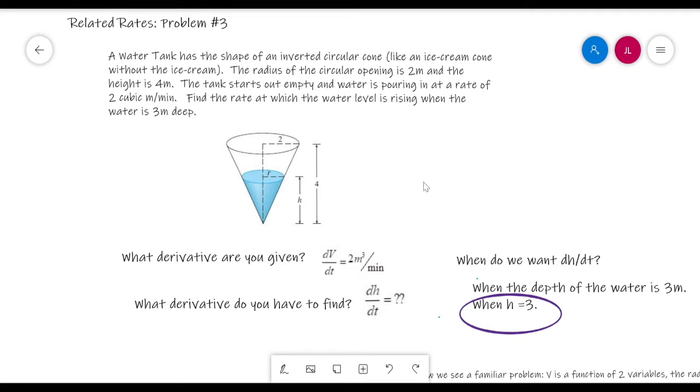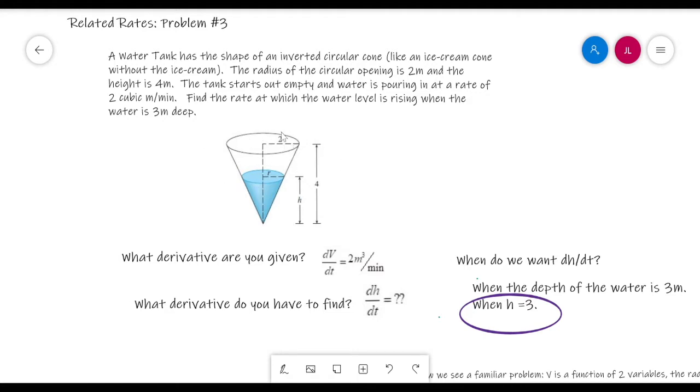But no, the problem didn't make me cough. Okay, this is more realistic. We have an inverted water tank. It's shaped like an inverted cone, and you can think of it as an ice cream cone. But geometrically, it's a right circular cone.